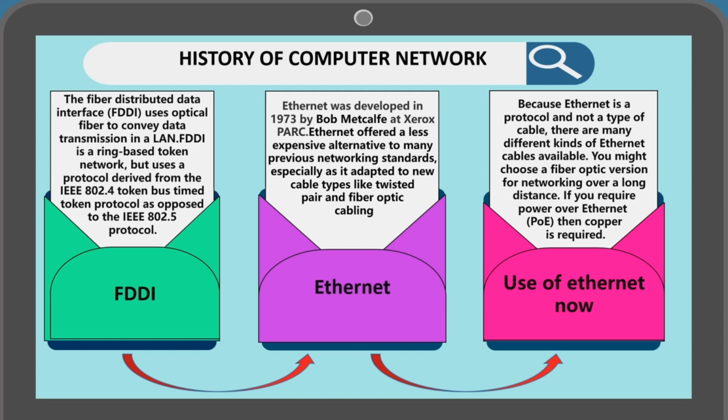Because Ethernet is a protocol and not a type of cable, there are many different kinds of Ethernet cable available. You might choose a fiber optic version for networking over a long distance, and if you require power over Ethernet, then copper is required.